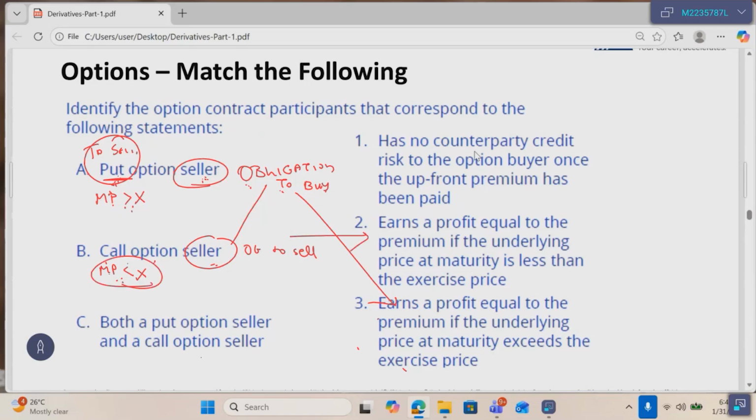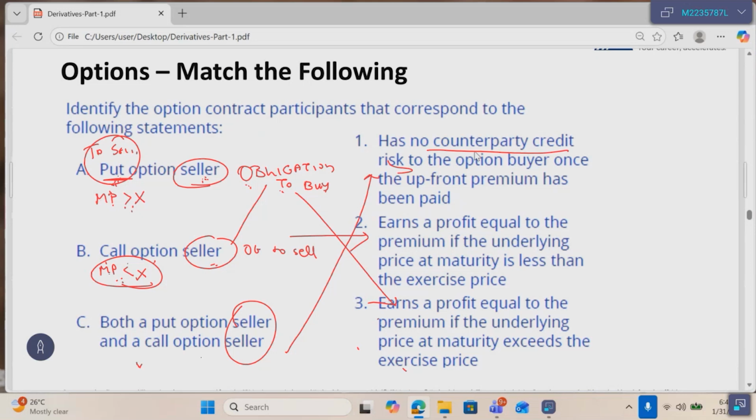Okay? And both of them, option seller of put and call, have no counterparty credit risk to the option buyer once the premium is paid. The premium has been paid, he received it, and he is not bothered. He has no risk because the seller has already made his money and he is going to pay only when the buyer contacts him and says, boss, pay me the amount. So he has no further counterparty risk. Clear?